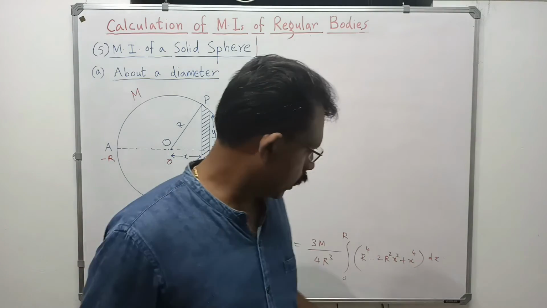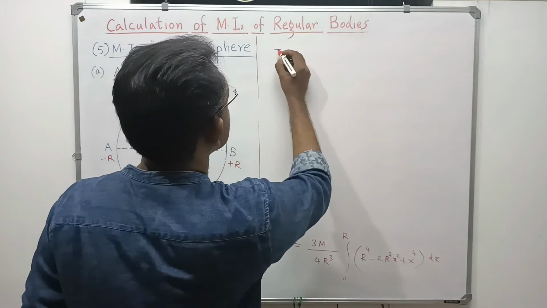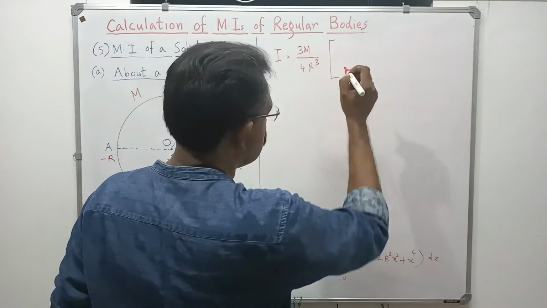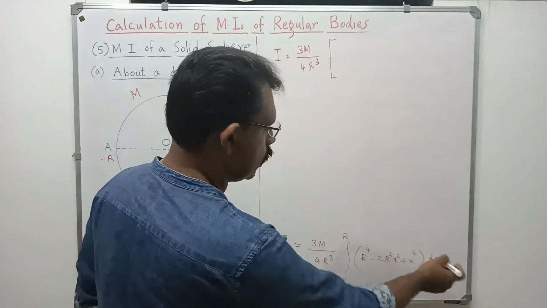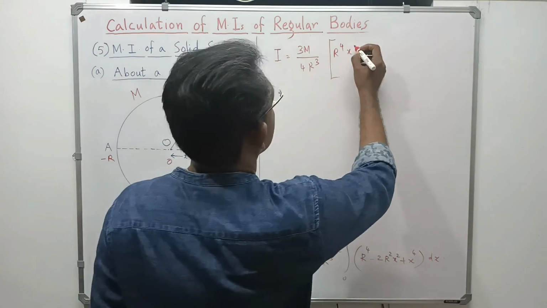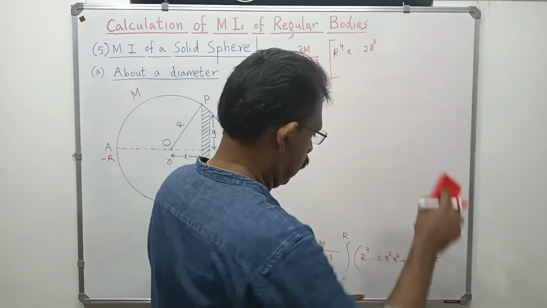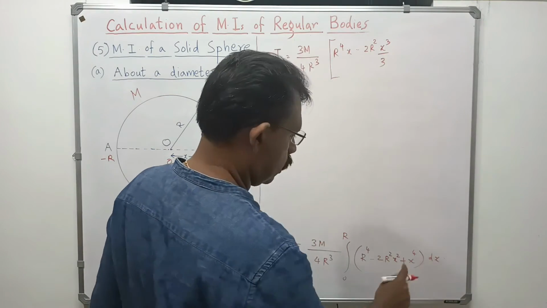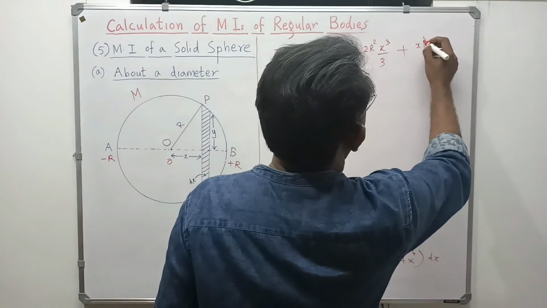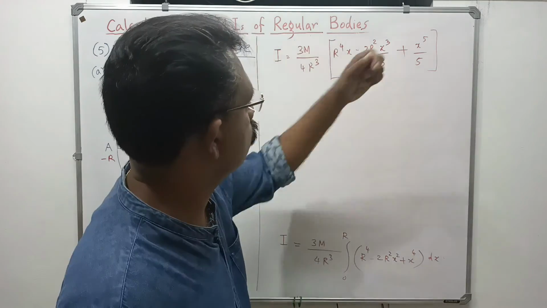So now integrating this, we will have 3m by 4r cube, then 0 to r, then you will integrate this. So what will be the result? I will write here I is equal to 3m by 4r cube, then integrating this, r raised to 4 dx, remember it will be r raised to 4 x. Now minus 2r squared x squared dx, when integrated, x squared dx will become x cube by 3. Plus x raised to 4 when integrated becomes x raised to 5 by 5, because the integral of x raised to n is x raised to n plus 1 by n plus 1. Okay, what is the limit?